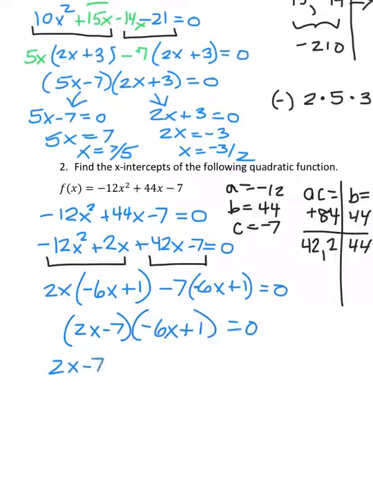Zero product property tells me I could put both of these factors equal to 0 independently and solve. So I end up with x equals 7/2, and I end up with x equals 1/6. So what I just solved there are the x-intercepts of this particular downward facing parabola.